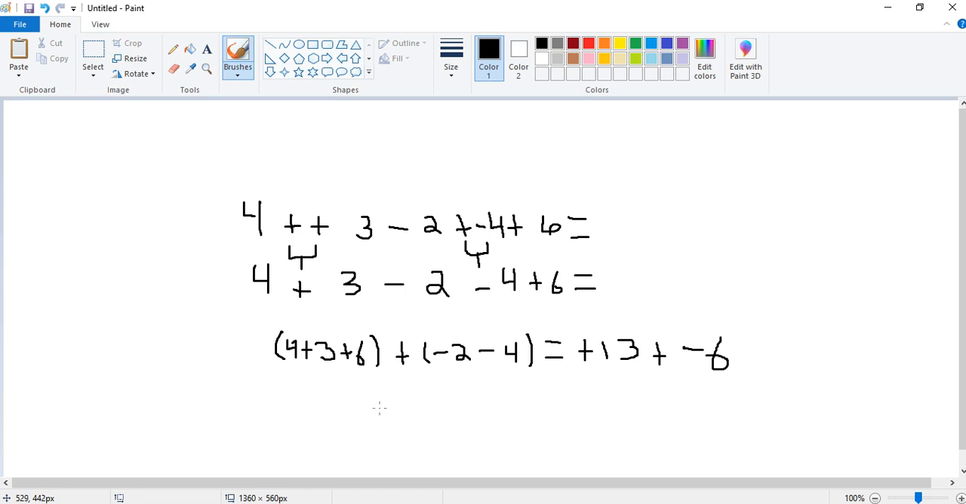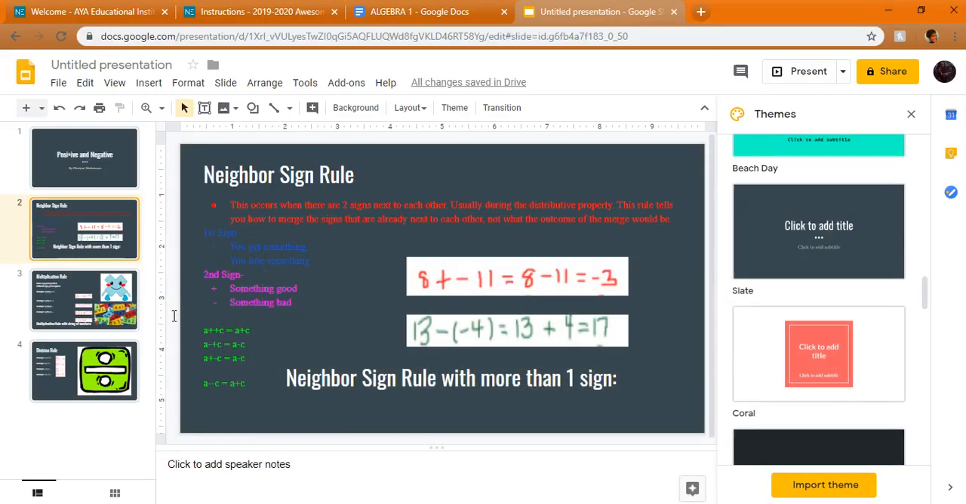Okay. Now, positive 13 plus negative 6. So something good plus something bad. That means we would be subtracting in this. So that would equal positive 13 minus 6. 13 minus 6 is 7. And that is the answer to this equation. Okay, let's move on.